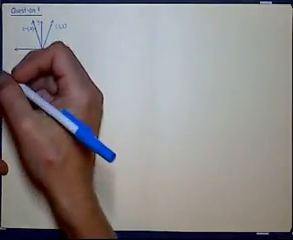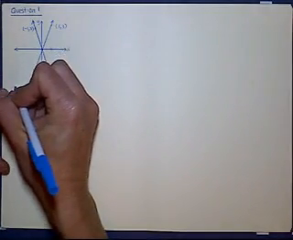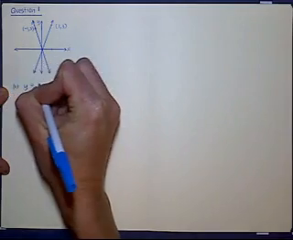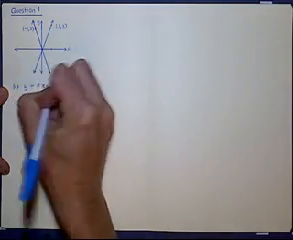Part 2 says, hence write the equation of the locus, and the locus is, well, y is simply plus or minus 3x.